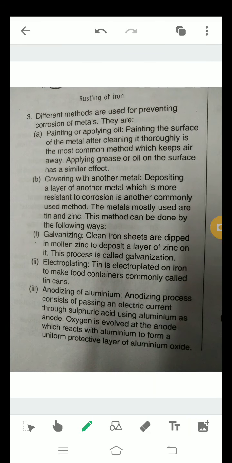Next is the last question. Third question, discuss briefly the different methods used for preventing corrosion of metals. These are the different methods of preventing corrosion of metals.